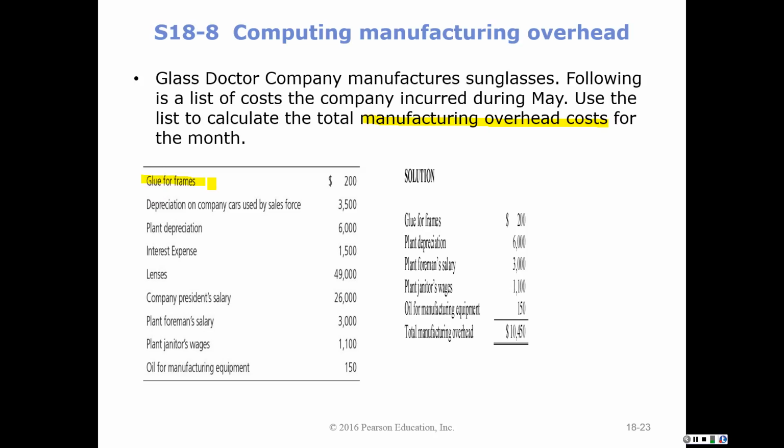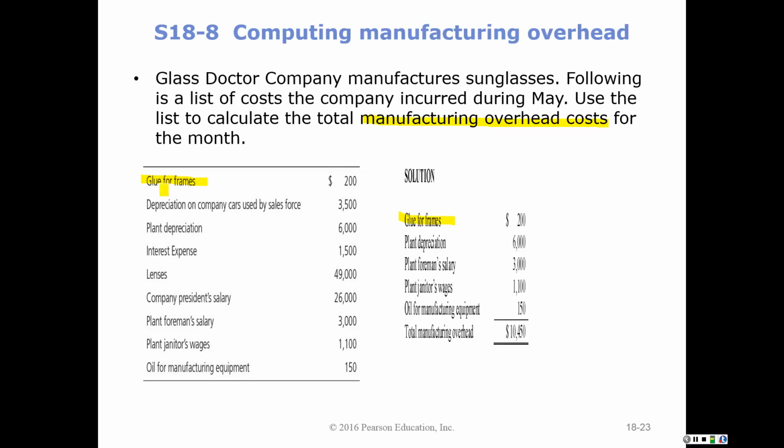Glue for frames. Do we need glue to manufacture our frames? Yes. Is it a product cost? Yes. And is it indirect? When we say indirect, part of manufacturing overhead? Yes. Because are we truly going to directly trace the exact amount of glue to each set of frames for the sunglasses that we're manufacturing? Probably not. Indirect material, manufacturing overhead.